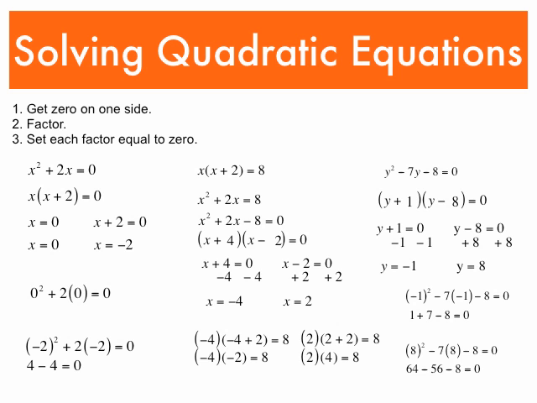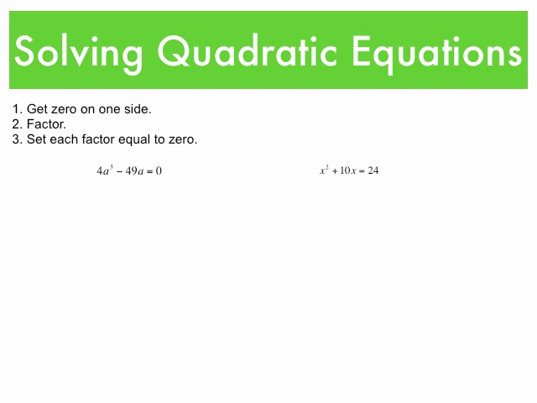The next slide will have 3 more. Oh, 2 more, sorry. 4a cubed minus 49a equals 0. Remember, your first step is to look for a greatest common factor. And my greatest common factor is a. Now what's left inside? I have 2 terms. It is a special form.